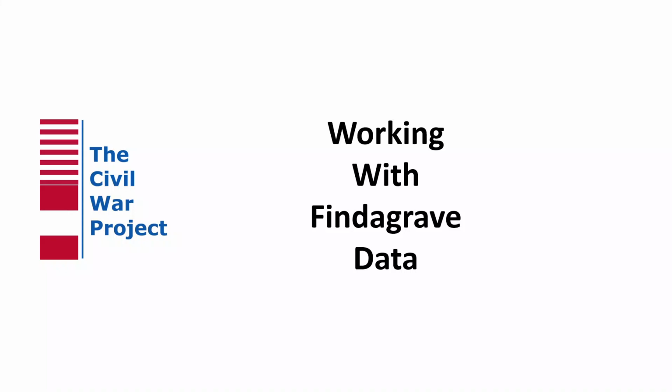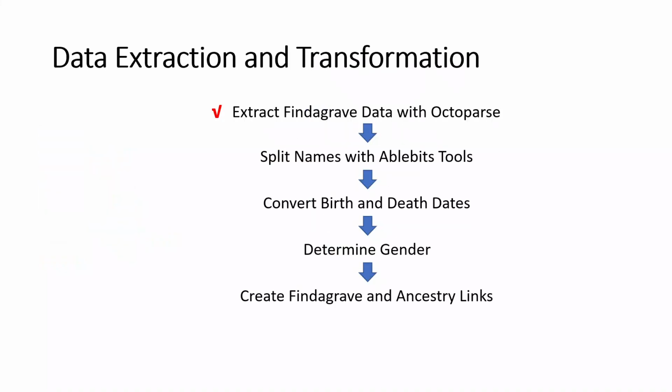In the first tutorial, we talked about how to extract Findagrave data with a cloud-based service called Octoparse. Once you've got that data extracted, and just as a refresher, we're looking for Findagrave memorial data for any person that was born between 1800 and 1850, which would put them in the range of military-age males. And we've exported that data into Excel.